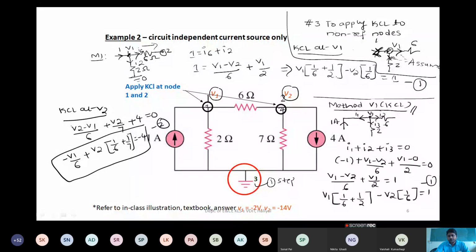And if you calculate V1 and V2, you should get minus 2 volts and minus 14 volts. So I have mentioned it here. Please check.